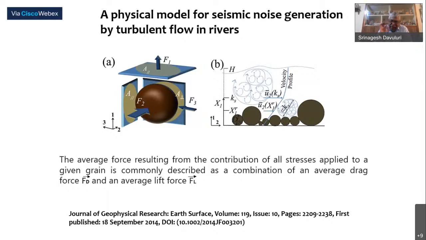So this is the first paper which appeared in the Journal of Geophysical Research in 2014, where physics-based, mathematically simulated equations were created to see why seismic noise is being recorded on the banks of the rivers by the seismometers, and how we can interpret it in terms of a physical process of a flood or other aspects which follow when such catastrophic events happen.